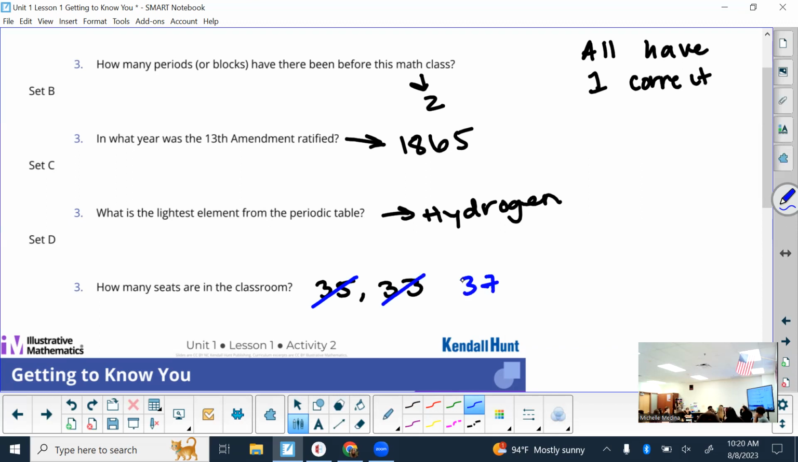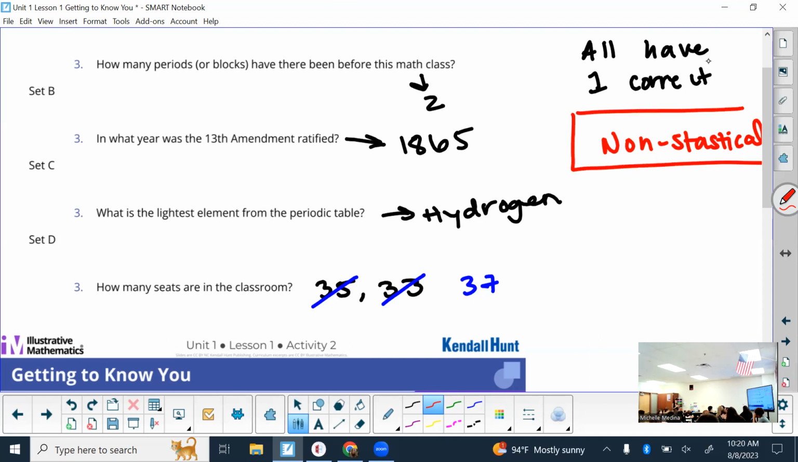So are all of these answers numbers? No, we have one that's categorical. But since they all just have one correct answer, this is an example of a non-statistical question. So if there's only one possible answer, then this is what we call non-statistical. So when you talk about number 3, this is non-statistical, because they have just one correct answer. All right, that's one of the vocab words that you need to know. What makes something non-statistical.